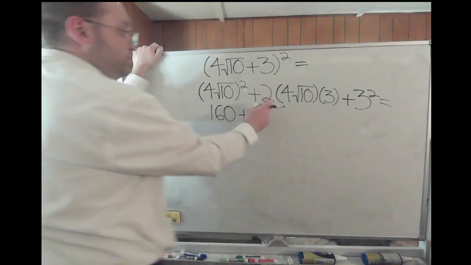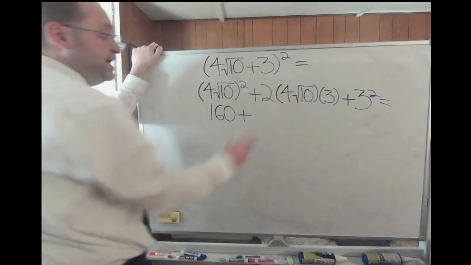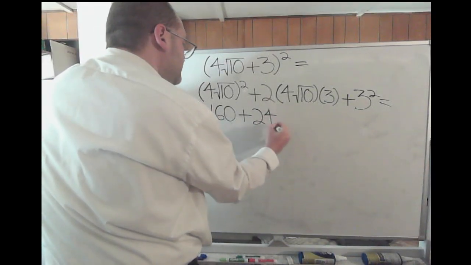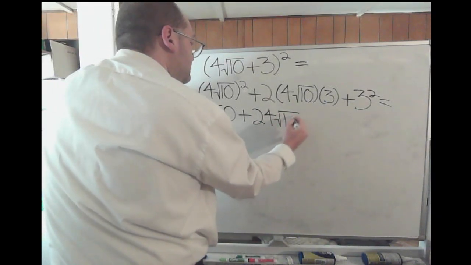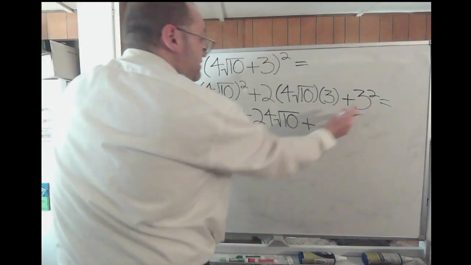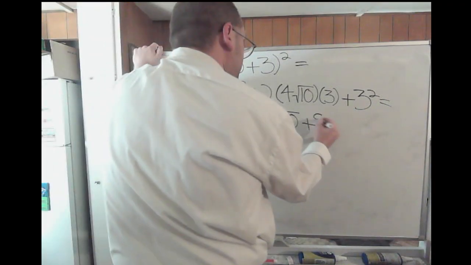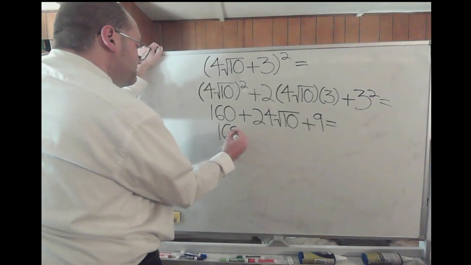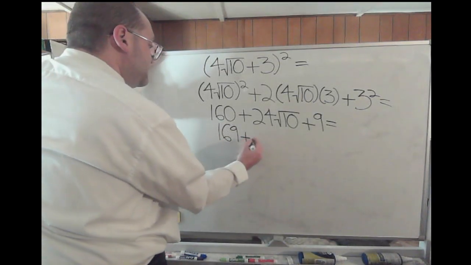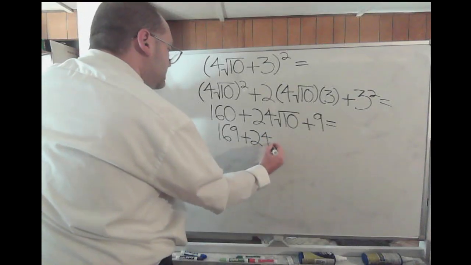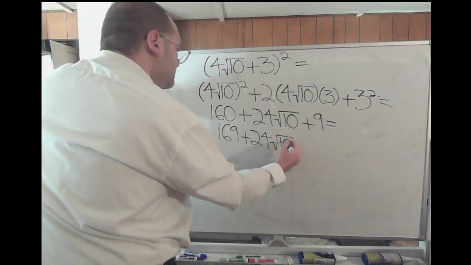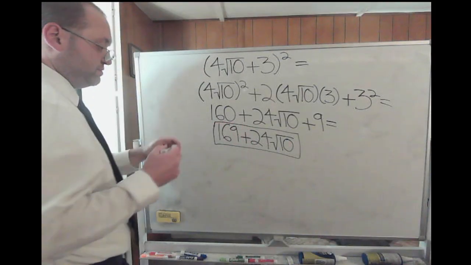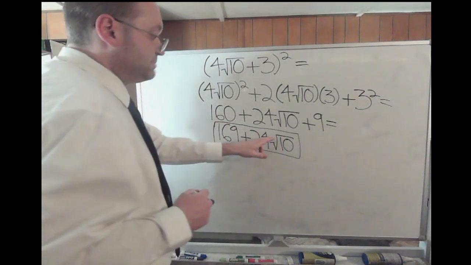Plus, then you have 2 times 4 times the square root of 10, that's 8 times the square root of 10, times 3, that'd be 24 times the square root of 10. Then plus you have 3 to the second power, which is 9. So when you simplify this, the answer you should get would end up being 169 plus 24 times the square root of 10. And that would be as far as you could get. It would be 169 plus 24 times the square root of 10.